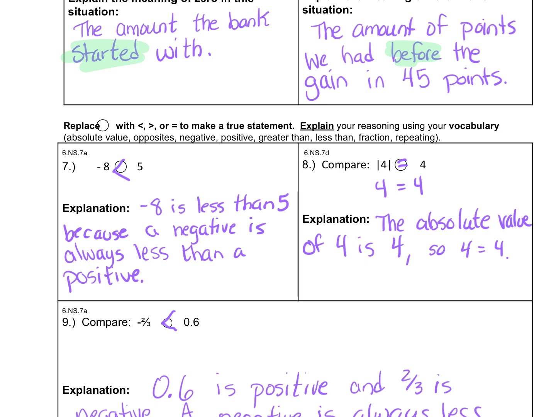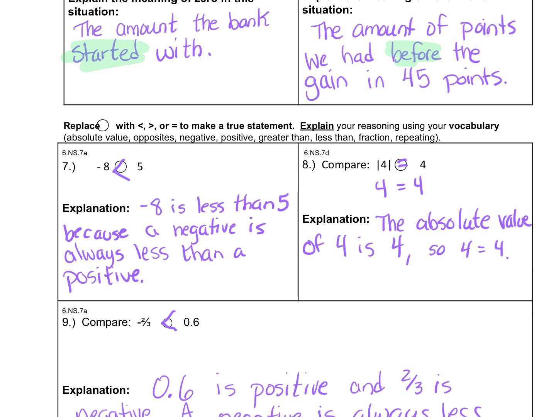For this one, it's a gain of 45 points. So a gain is a positive, so that means it's positive 45. I don't need to write plus 45 here, just the 45 is fine. To explain the meaning of 0, it is the amount of points we had before the gain of 45 points.